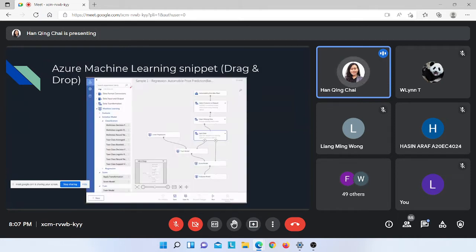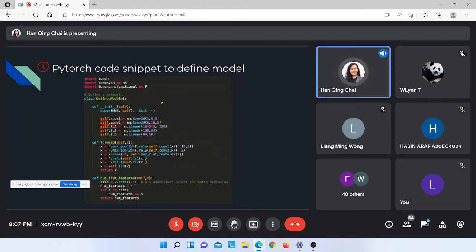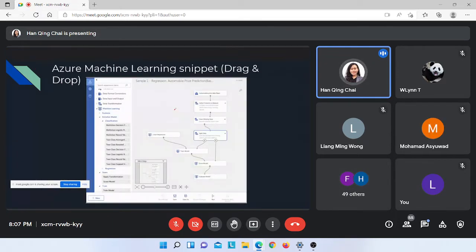Here comes some examples. One of them is the Azure Machine Learning Snippet. We call this the drag and drop approach. What does drag and drop approach mean, and how does it simplify these different frameworks so that they can integrate and work with each other? The drag and drop approach, and one example, Azure Machine Learning, allows data processing and helps us define the deep learning model.